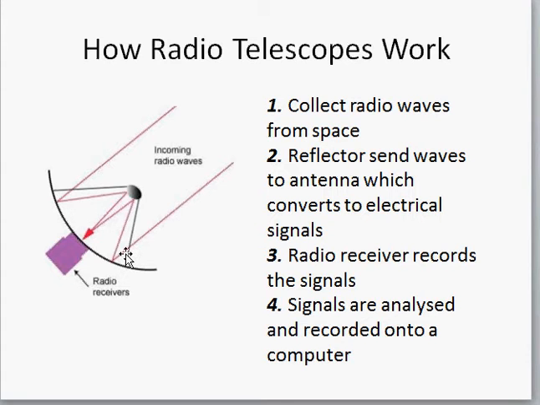They then reflect them onto this silver circular shape, which is called an antenna, which changes them into electrical signals so that a radio receiver can amplify the signals and record their strength at different frequencies and from different directions. This allows the information to be analyzed by a computer to draw a picture of the source of the radio waves or to analyze the chemicals found in the source.